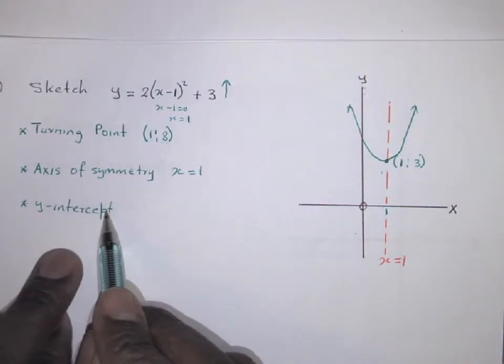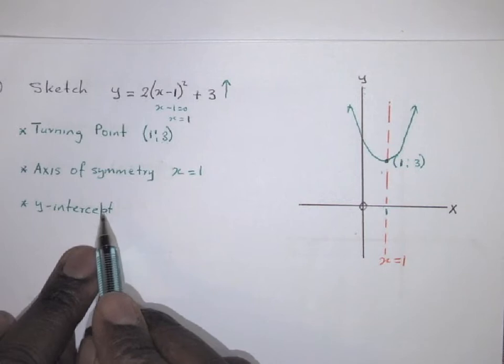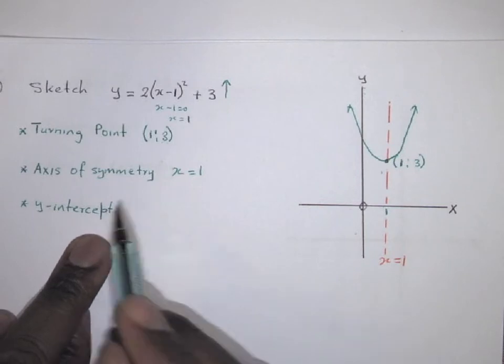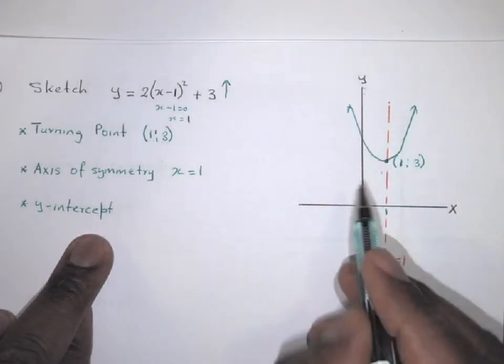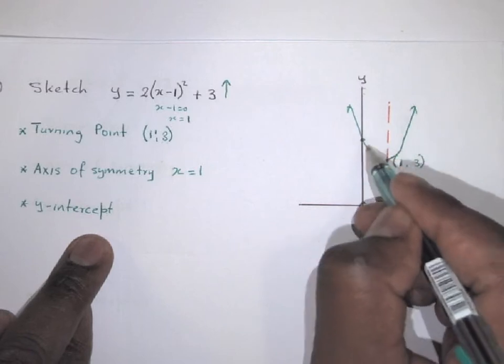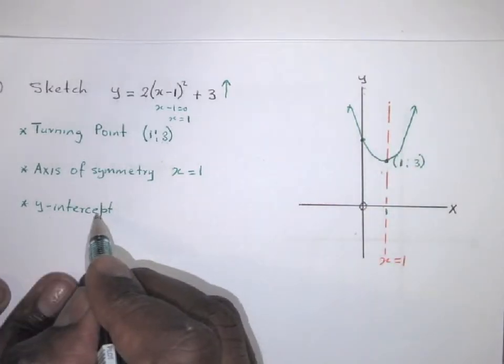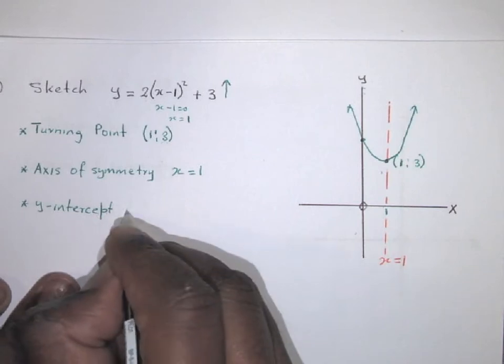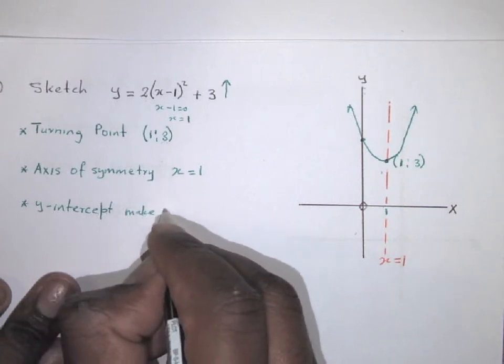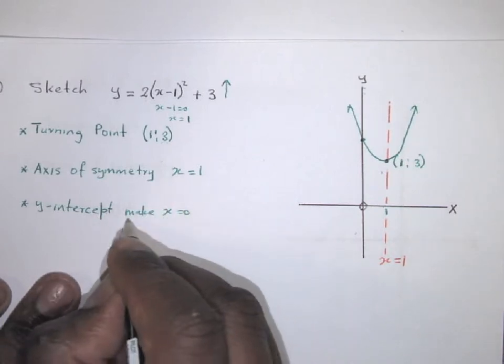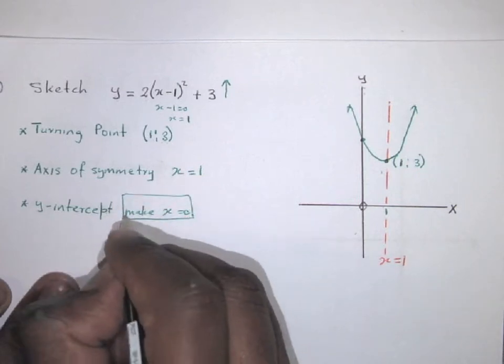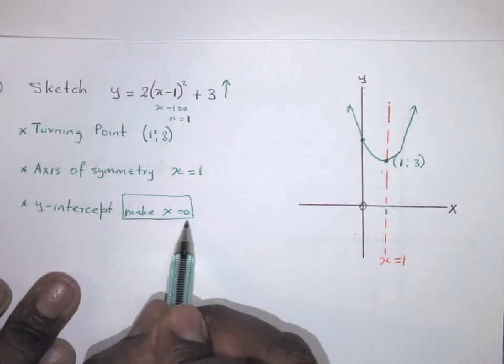The y-intercept is where the graph cuts the y-axis. We want to find the value where this graph cuts the y-axis. How do you find the y-intercept? We make x 0. If I want to find the y-intercept, I make x 0.